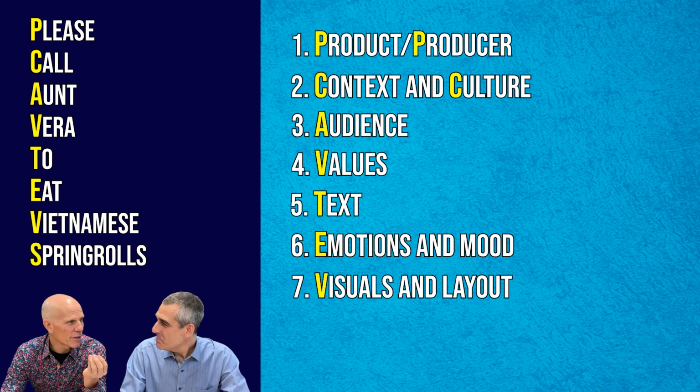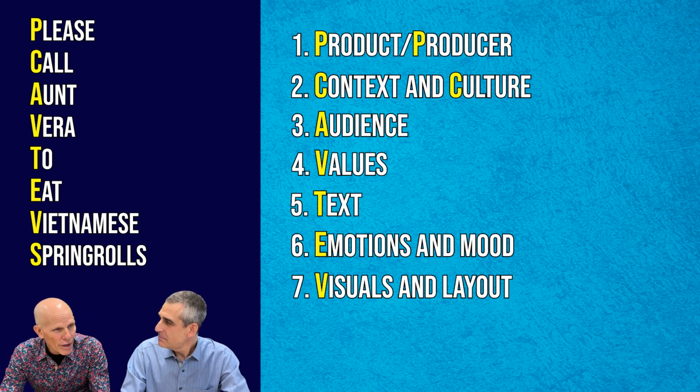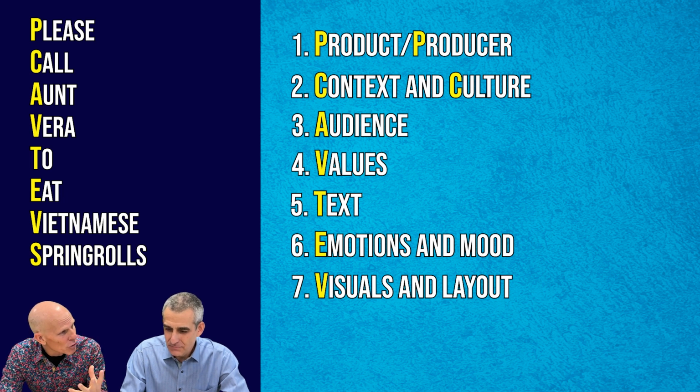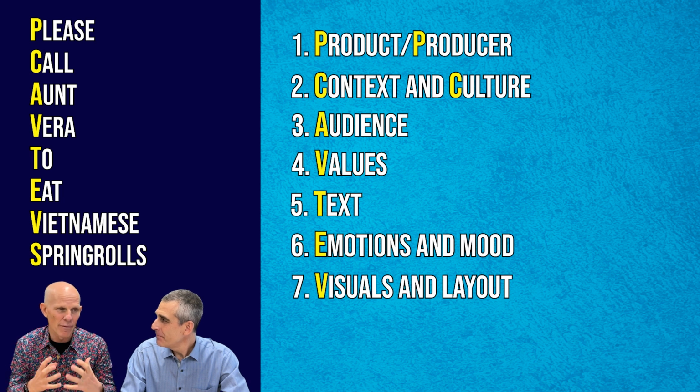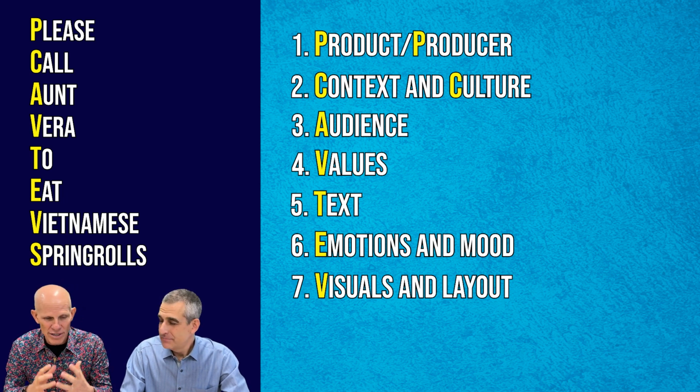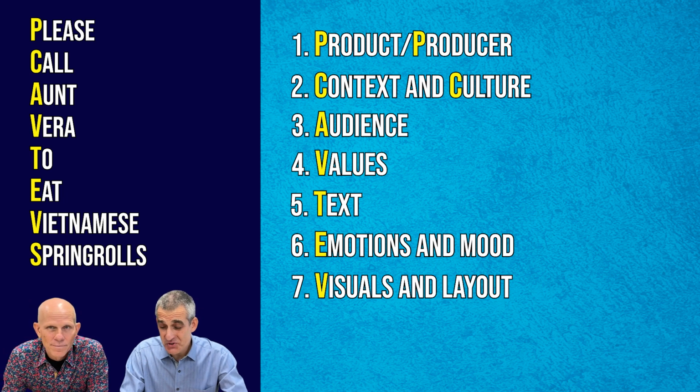Okay, the V is Vietnamese spring rolls, and the V this time means the visuals. We know that advertisements are multimodal text. We know that they are most often predominantly visual. So we need to do some legwork and really look carefully at the composition of the ads and look at the visual layout and really talk about that. Yeah, that's where your visual literacy skills really come into play.